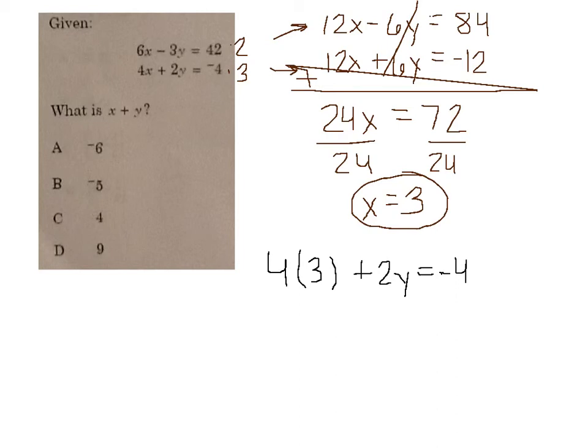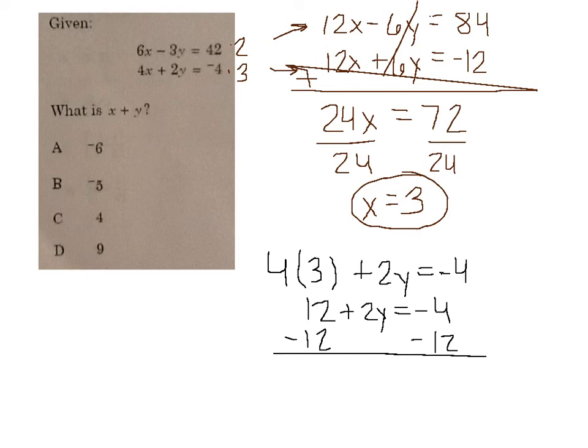Now I'm going to simplify and solve for y. I have 12 plus 2y equals negative 4. Subtract 12 on both sides. And 2y equals negative 16. We divide both sides by 2, and we end up with y equals negative 8.